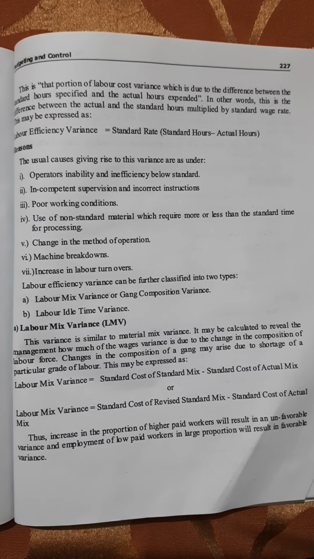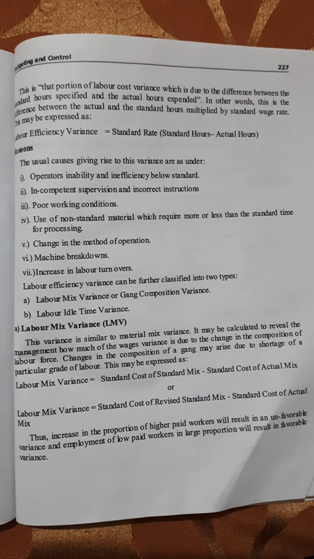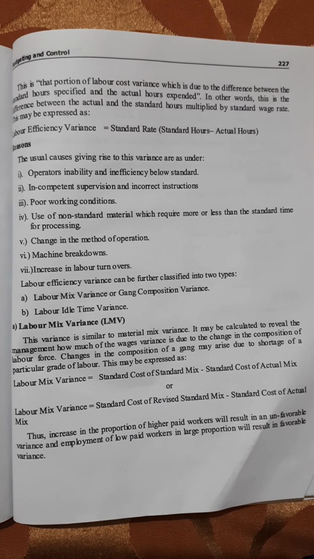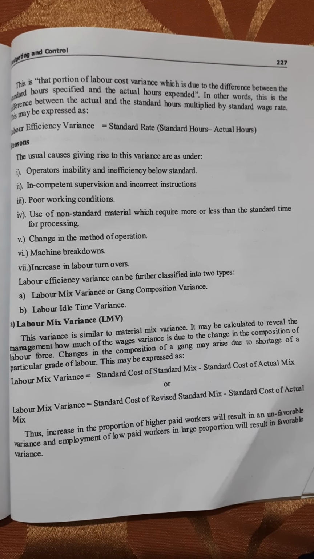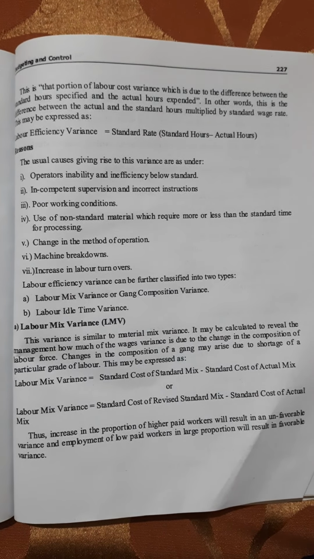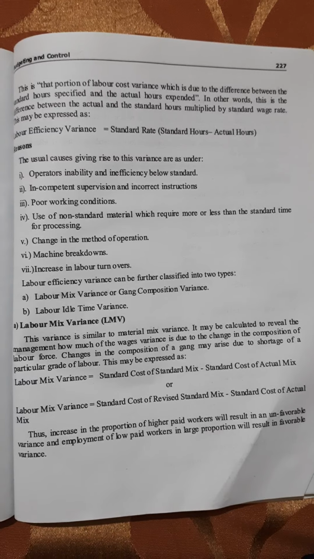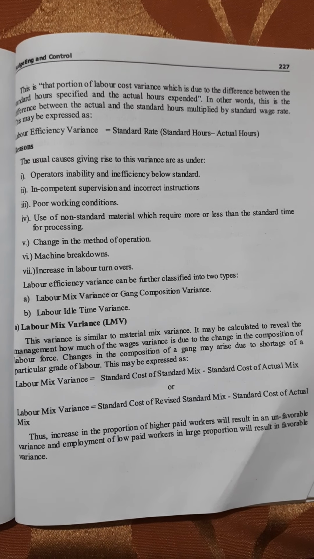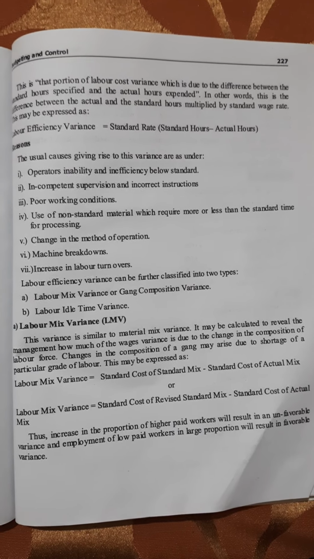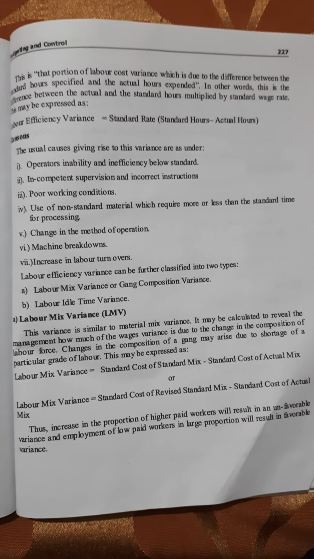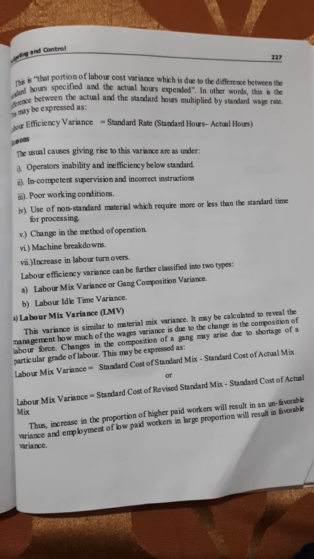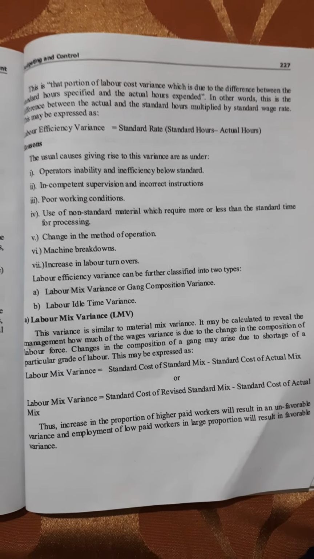Sometimes it can be 10 hours more than that, sometimes it can be less. So when they find the difference between the specified hour and the actual hour, we call it labor efficiency variance. Here they check the efficiency capacity of each worker in the organization. So these are the two things which come under labor cost variance: one is labor rate and another one is labor efficiency.